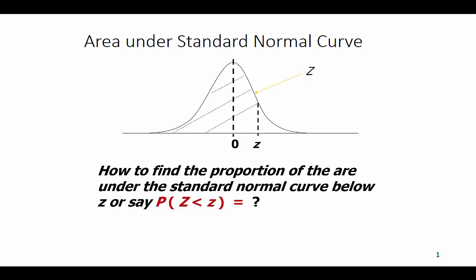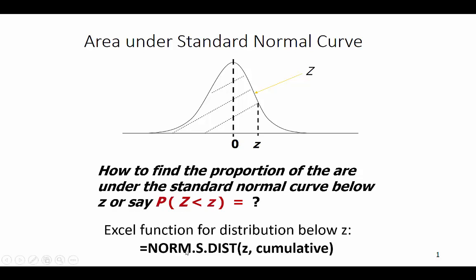Excel has functions for finding the cumulative distribution for a standard normal distribution or any regular normal distribution. So let's start with the standard normal distribution. The function for it is NORM.S.DIST, with two parameters, z and cumulative. Z will be the value where you want to find the cumulative distribution. That is for distribution from negative infinity up to this point, z.